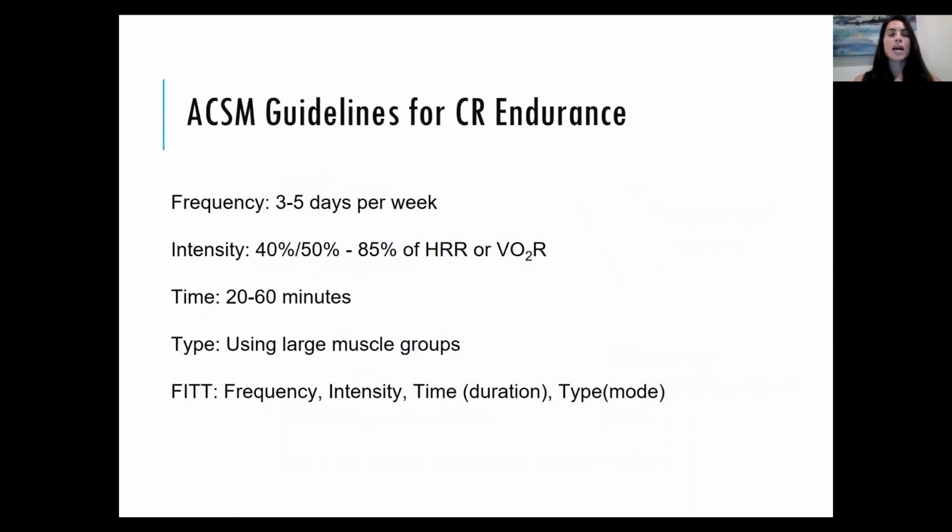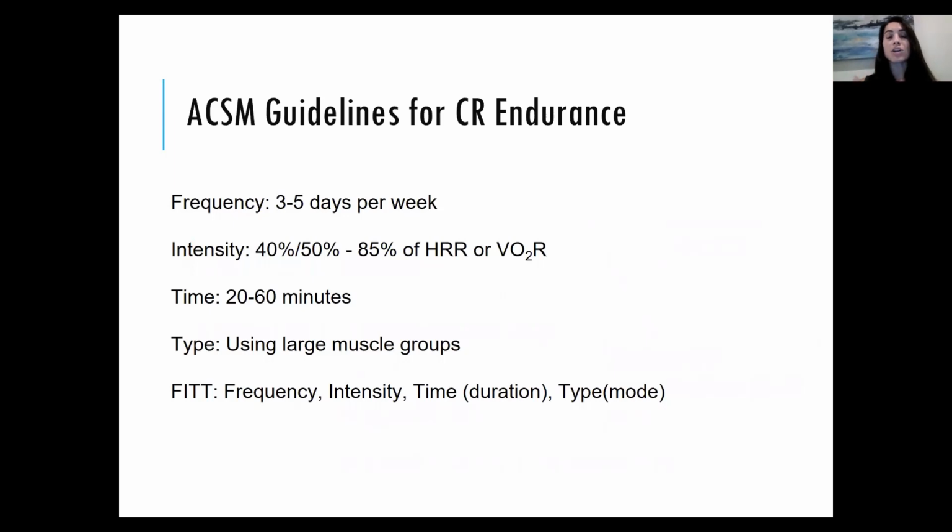Now, when we think about actually programming cardiovascular exercise, there's an acronym I want you all to remember. And we've gone over this before, but it's really important. Okay, frequency, intensity, time, and type. So ACSM typically recommends 3 to 5 days per week for frequency, 40 or 50% as the low mark for intensity, and then all the way up to 85% as the high mark for intensity.